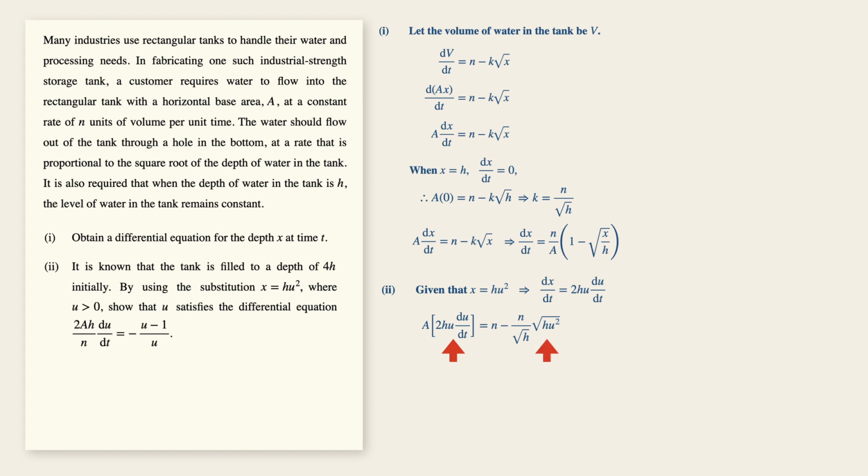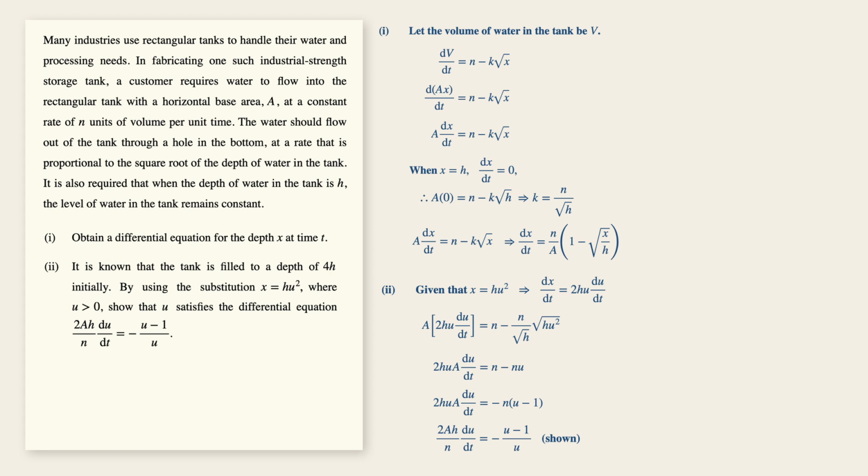By simplifying and rearranging the equation, we will have 2ahu du/dt equals n minus nu, and we are pretty close to what we are about to show. The right-hand side equals minus n times u minus 1, by factorizing minus n away. By bringing n to the left-hand side of the equation, we have 2ah over n du/dt equals minus u minus 1 over u. We have successfully shown that it satisfies the differential equation as given in part 2 of the question.